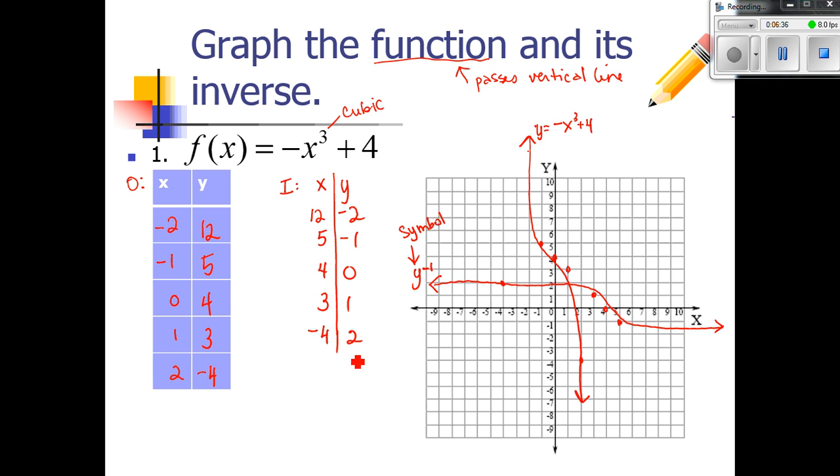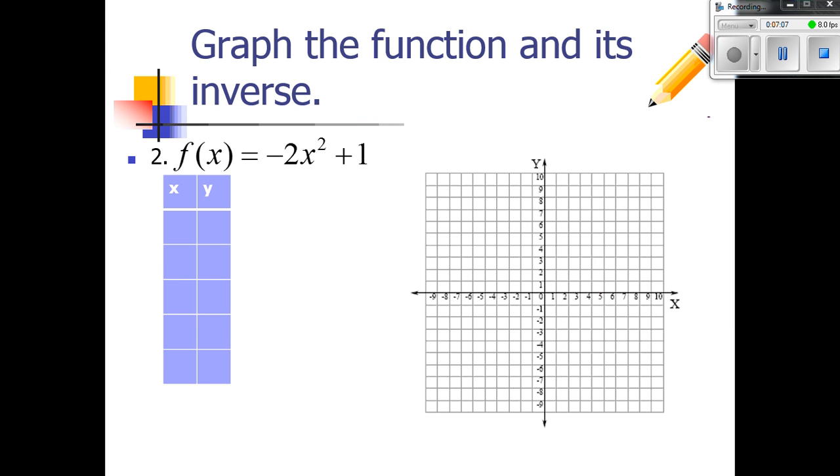Okay, now my question is, is this inverse also considered a function? We know the first one's a function, but is this one a function? So in order for the inverse to be a function, it also has to pass the vertical line test. And if you put your pencil up there, you would notice that it would pass the vertical line test. So yes, the inverse is a function. Okay? So let's go ahead and do another example.